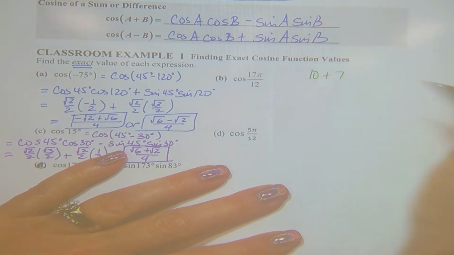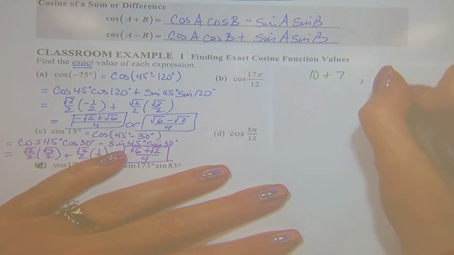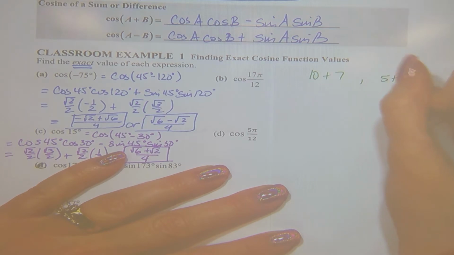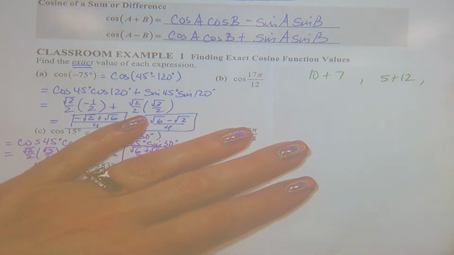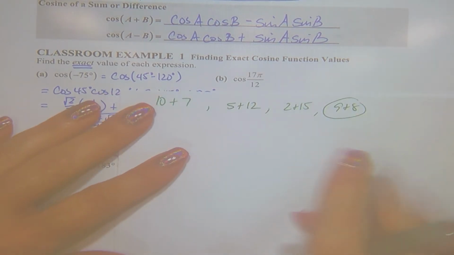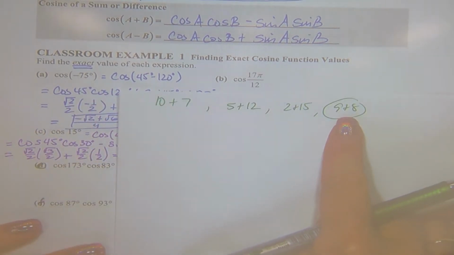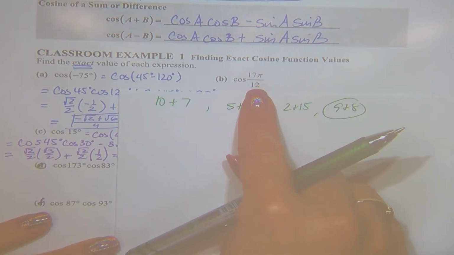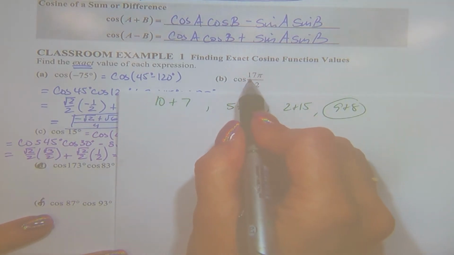17 would be 10 plus 7. It could be 5 plus 12. It could be 2 plus 15. It could be a lot of different things. The one I'm going to pick is 9 plus 8. 9 plus 8 is 17. Now the reason I'm going to pick 9 plus 8 is because these are both going to be reducible if I put them over 12. And hopefully they're going to reduce to special angles on my unit circle. Now, here's how I'm thinking through this. I need to end up with 17 pi over 12.